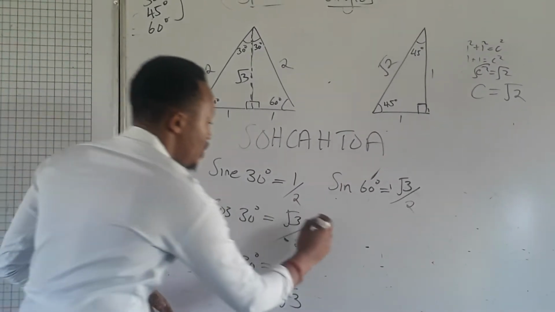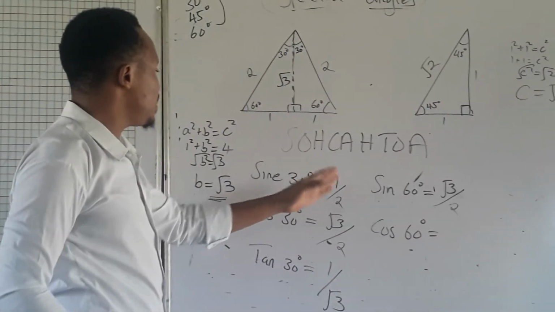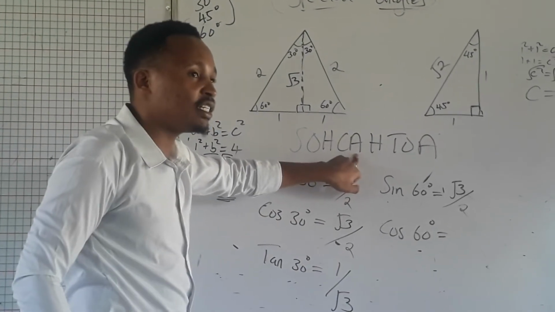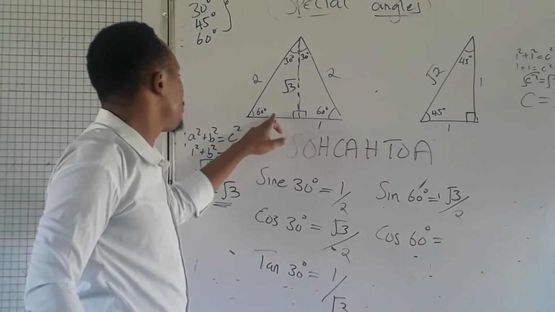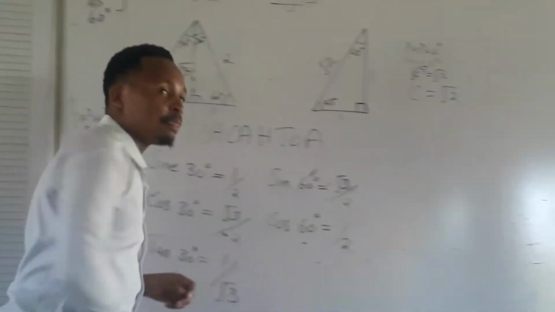Yes. Then we have cos 60 degrees. Cos 60 degrees, so cos is adjacent over hypotenuse. So it is adjacent over hypotenuse, so it is 1 over 2.